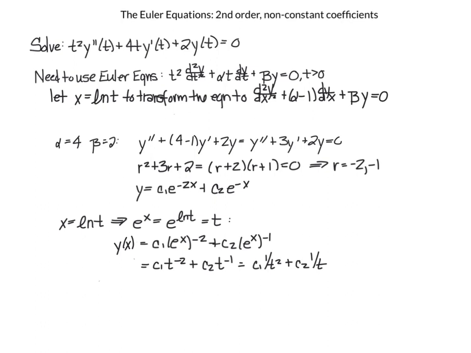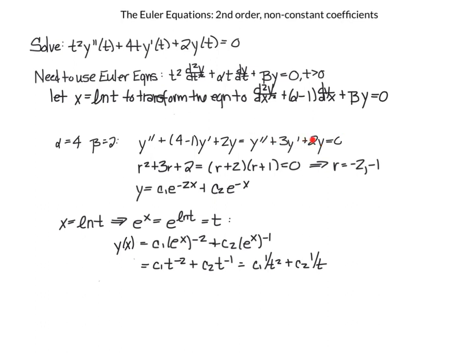So first of all, we're going to let x equal natural log of t. And also we're going to note that this follows the form t² y'' plus αt y', so α is equal to 4. And then here we have βy, so β is equal to 2. So looking at this, we transform this into this equation here. We have y'', α minus 1, that's 4 minus 1, y', plus βy, so that's 2y. In other words, y'' + 3y' + 2y = 0.